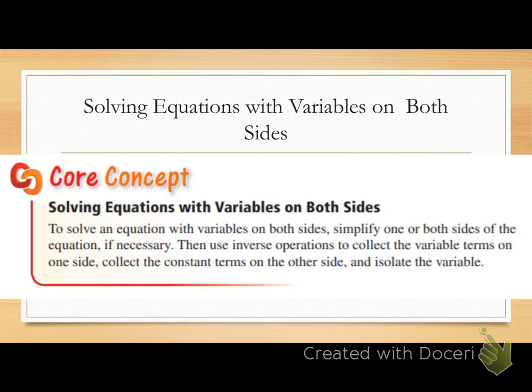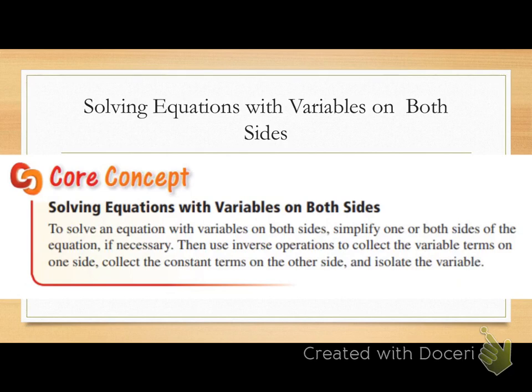You can write this if you want. You don't necessarily have to. It is in your textbook. To solve an equation with variables on both sides, simplify one or both sides of the equation if necessary. Just like what we did with our multi-step equations, we wanted to simplify first before we did anything else. So I want to simplify both sides of the equation if necessary. That could be combining like terms, it could be distributive property, anything of that nature.